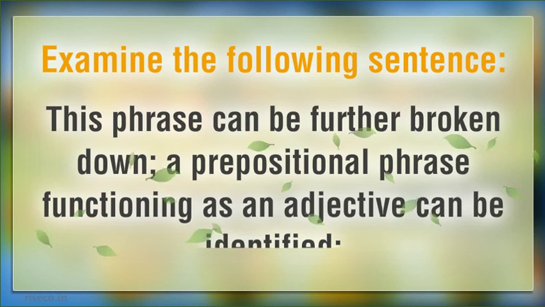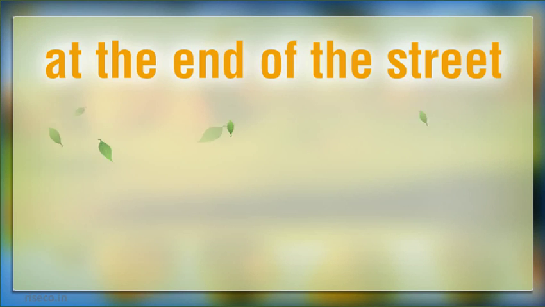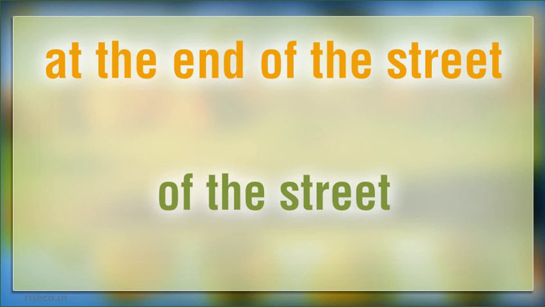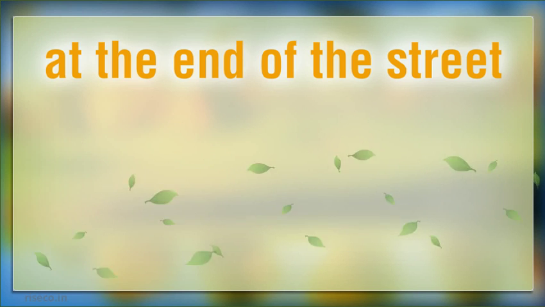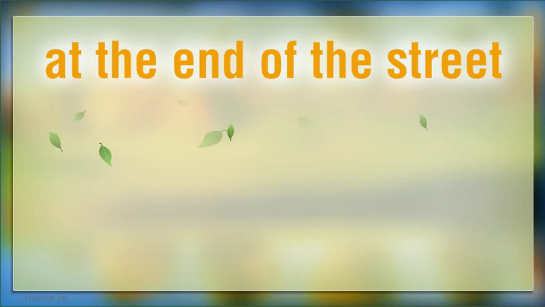This phrase can be further broken down. A prepositional phrase functioning as an adjective can be identified: at the end of the street. Further, a smaller prepositional phrase can be identified inside this greater prepositional phrase: of the street. And within the greater prepositional phrase, one can identify a noun phrase: the end of the street.